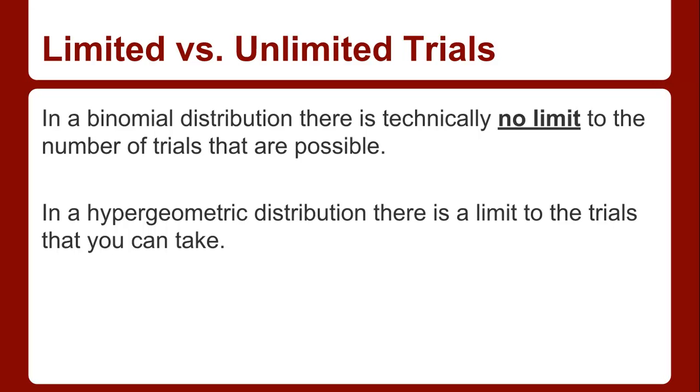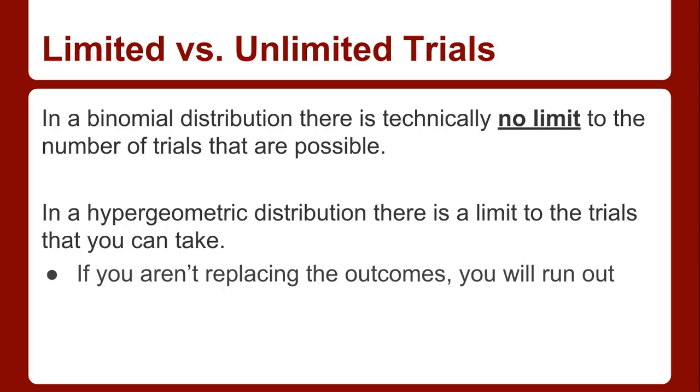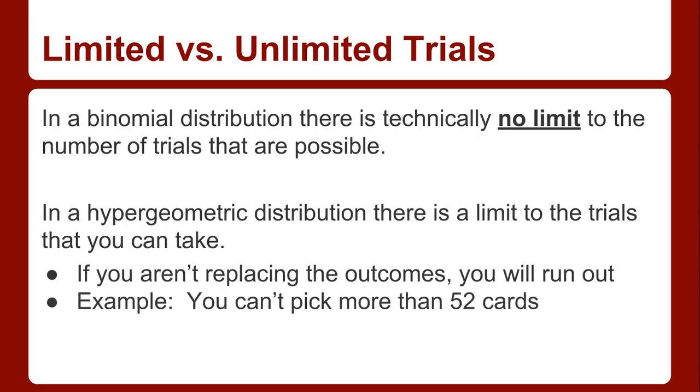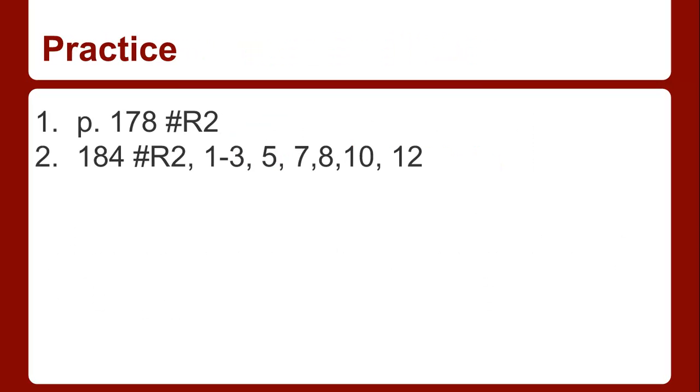And certainly if you think about what's the probability I'm going to win a car if there's only 2 cars out there and they're already gone, it's certainly not the same as it used to be. So we think maybe it's hypergeometric. If you're not replacing the outcomes, you will run out. You can't pick more than 52 cards, as an example.